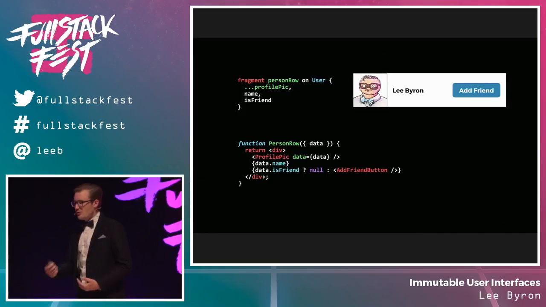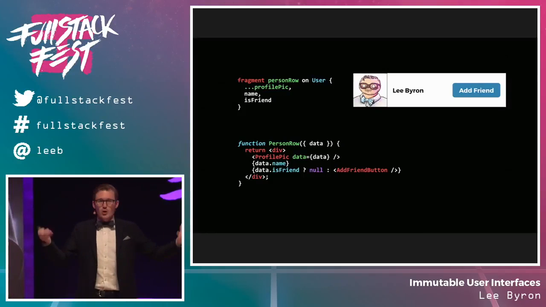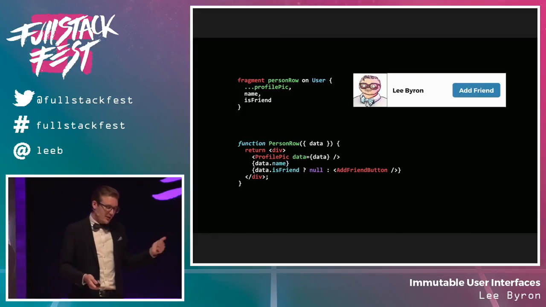And what we can do is use that component within another component. So here we're rendering, maybe, a row in a list of users. We want to know the name of the user.